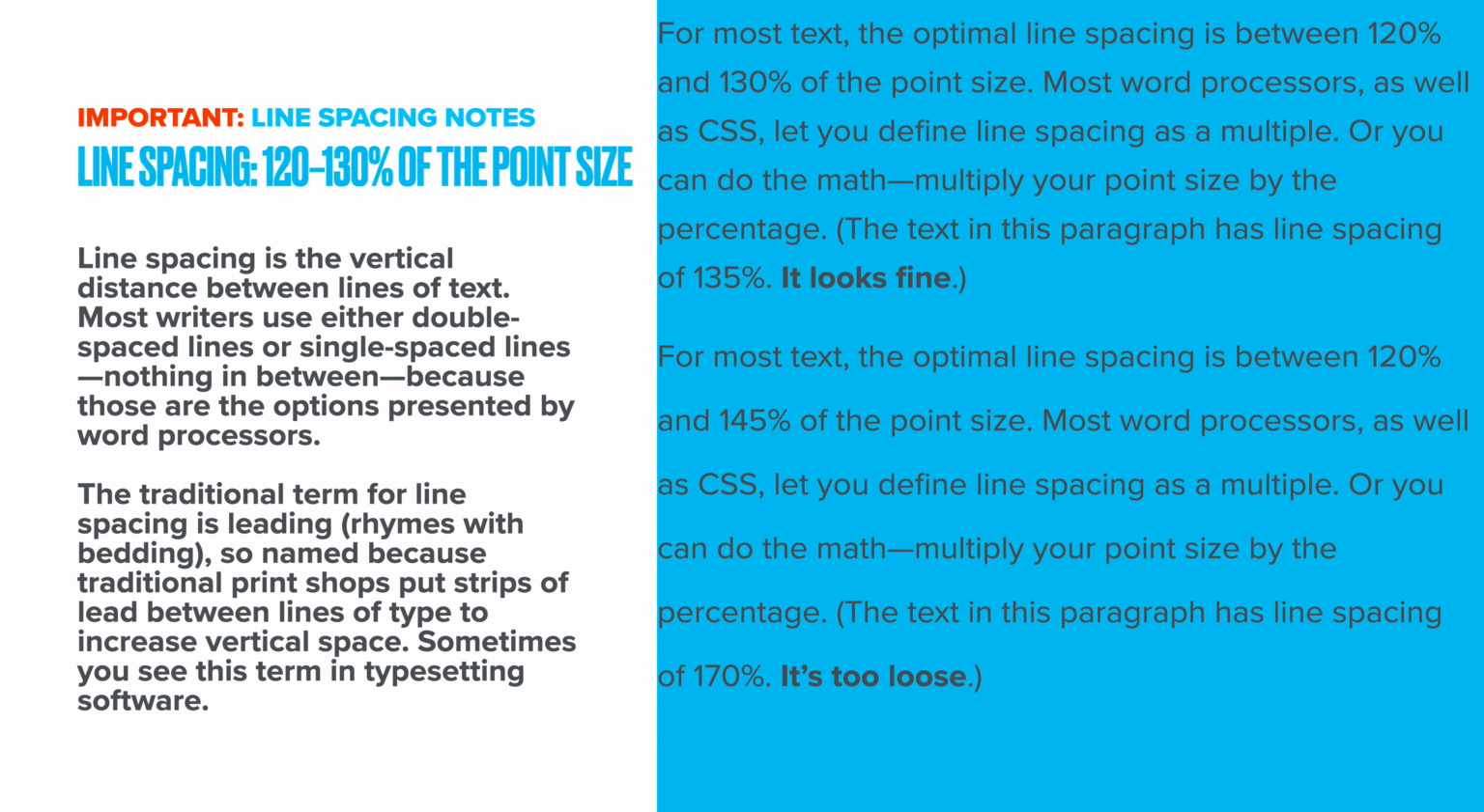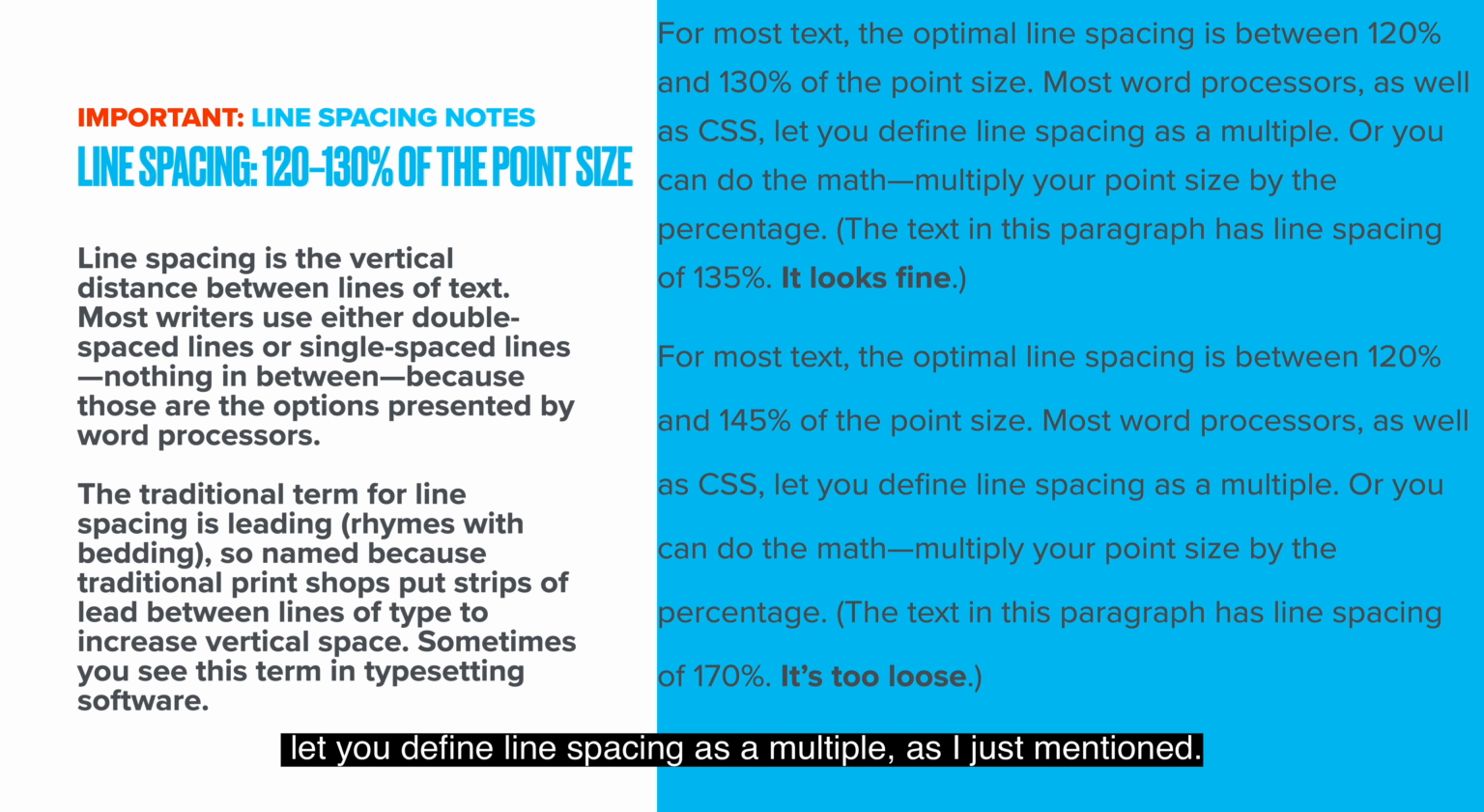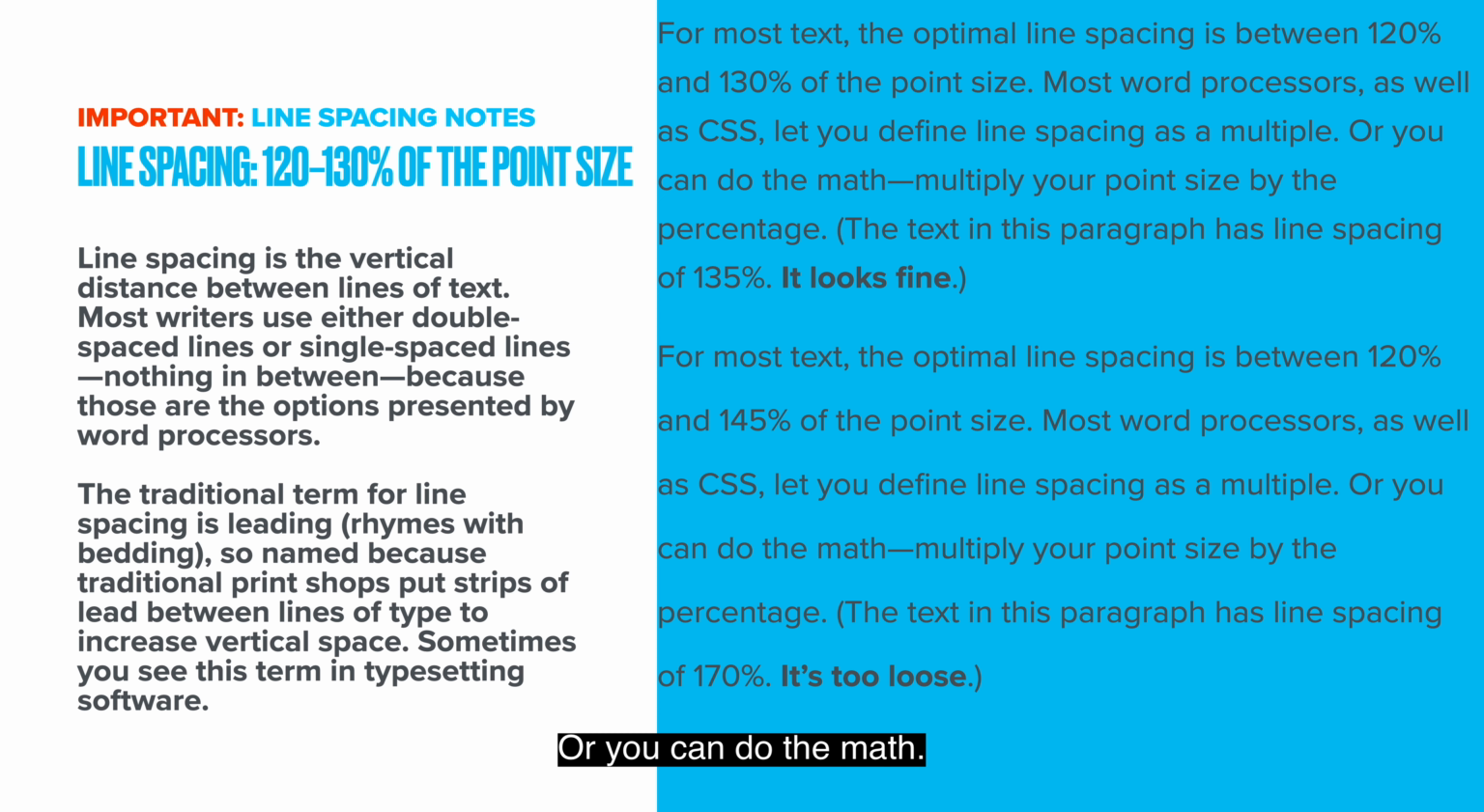It looks fine. For most text, the optimal line spacing is between 120% and 145% of the point size. Most word processors, as well as CSS, let you define line spacing as a multiple, as I just mentioned, or you can do the math. The text in this paragraph has line spacing of 170%. It's too loose.